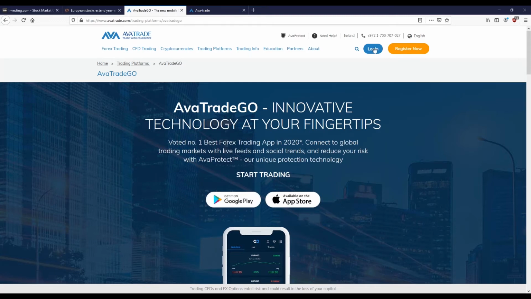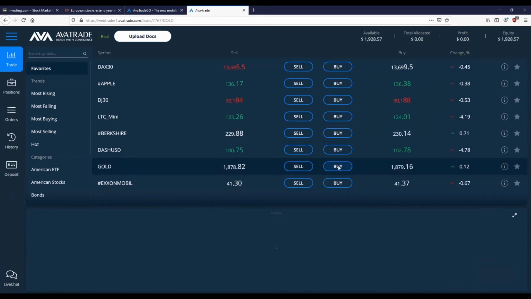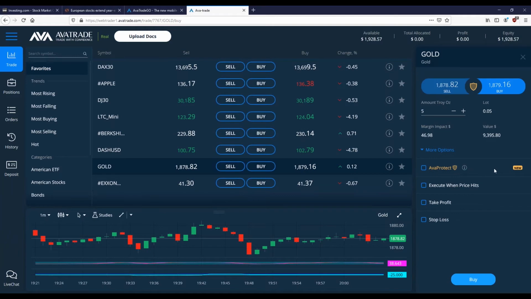When you log in here, you'll see this platform, or if you don't, ask your account manager to add it. And so from this platform and from the AvaTrade Go mobile app, let me show you some important features. So if we're trading on an asset that offers it, you'll see Ava Protect.